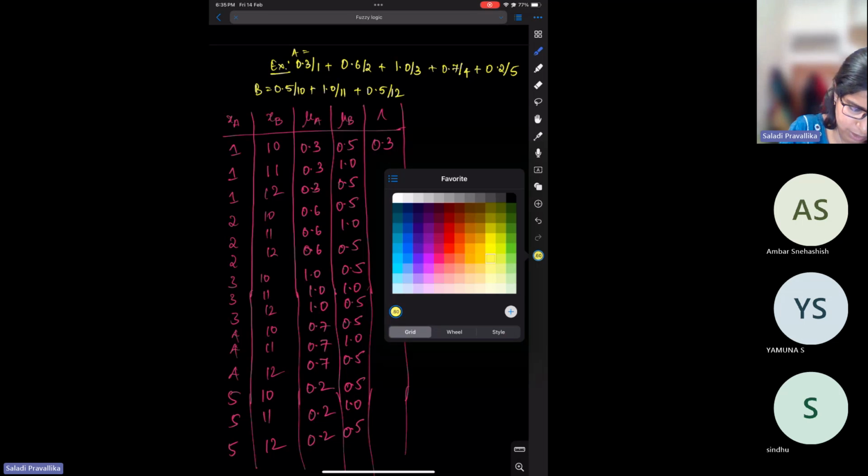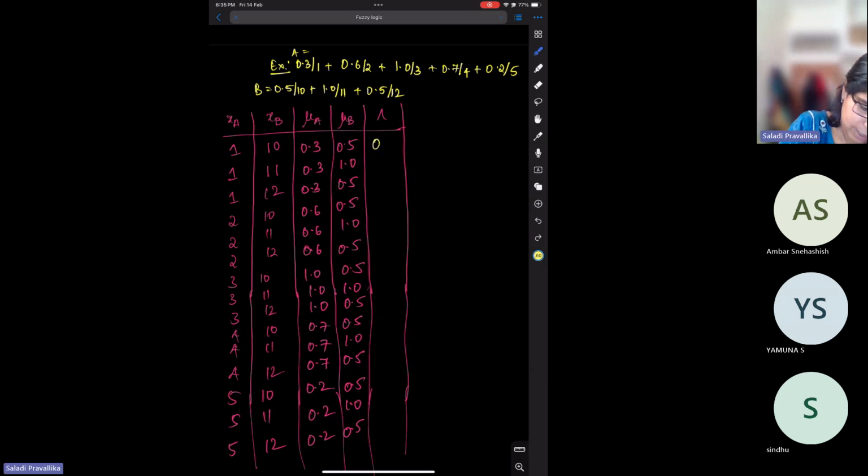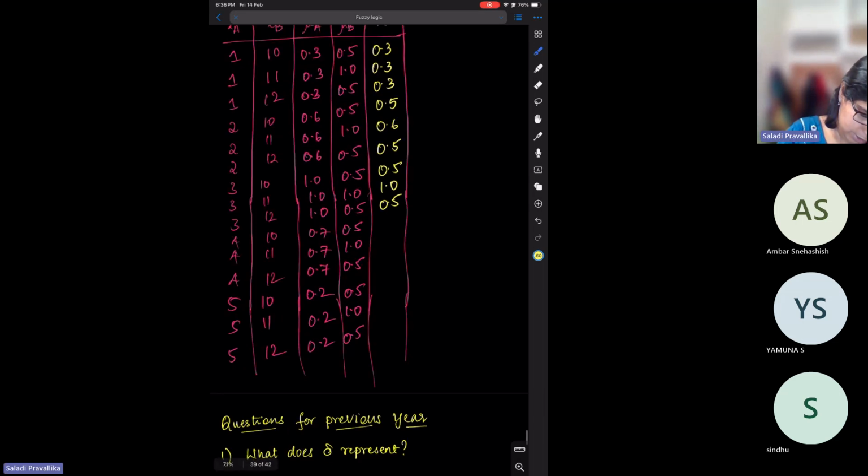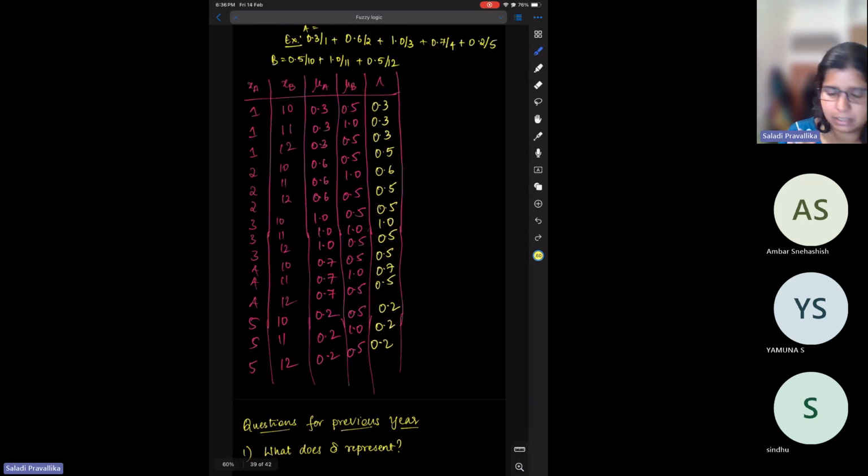Let's just change the color. We have 0.3. Okay. Then for 1 and 11, we have the lowest value as 0.3. Okay. Then we have again 0.3. Then we have 0.5, 0.6, 0.5, 0.5, 1.0, 0.5. And then this is 0.5, 0.7, 0.5. This is 0.2, 0.2, and 0.2. Okay, so far we have completed this table.